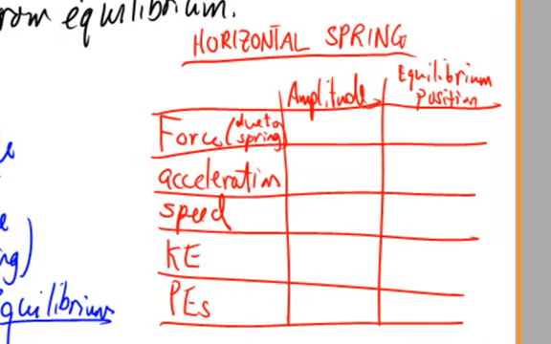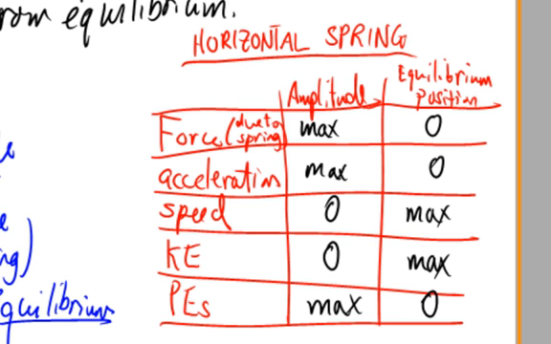So here's a table that I've made talking about the force, the acceleration, the speed, the kinetic energy, and the elastic potential energy. And this is for a horizontal spring. So I'm going to complete this table according to these things that we've just summarized. We're going to use these facts about the spring's force, acceleration, speed, kinetic energy, and elastic potential energy to help us solve some numerical problems.